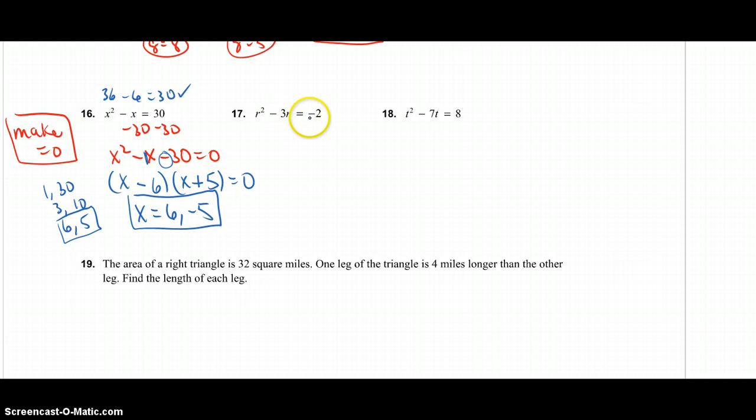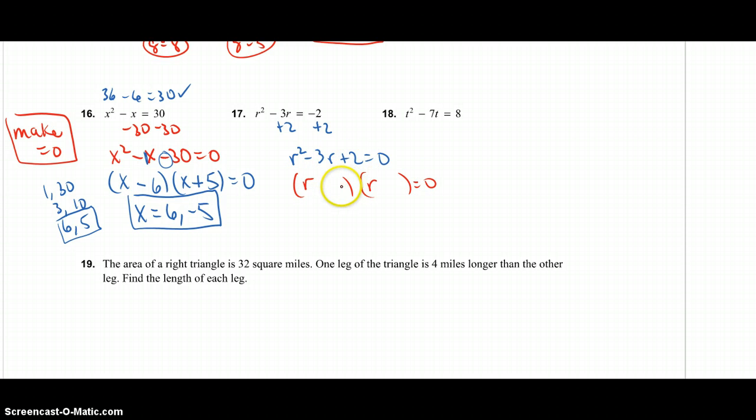Let's do one more. I see we have this equation here. It's not a trinomial yet, and it doesn't equal 0. This time, we'll add the 2 over. So we have r squared minus 3r plus 2 equals 0. Let's factor it. We have r times r, 2.